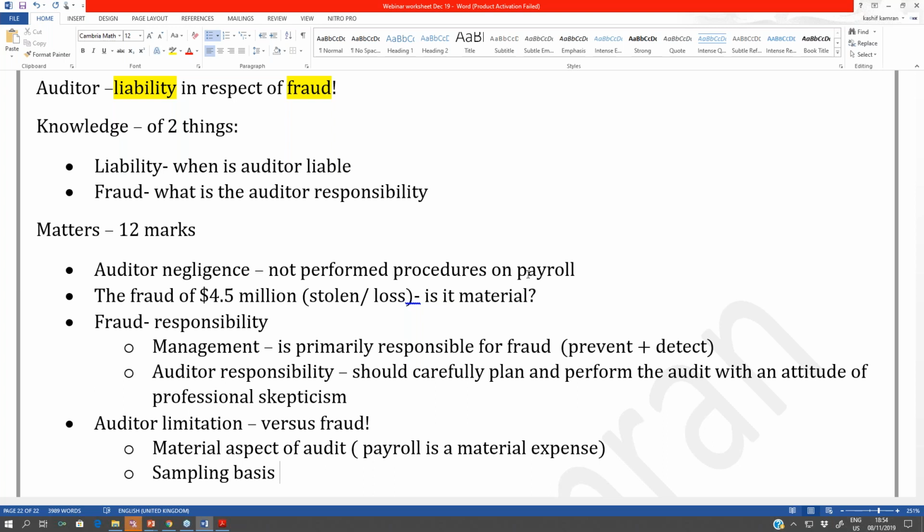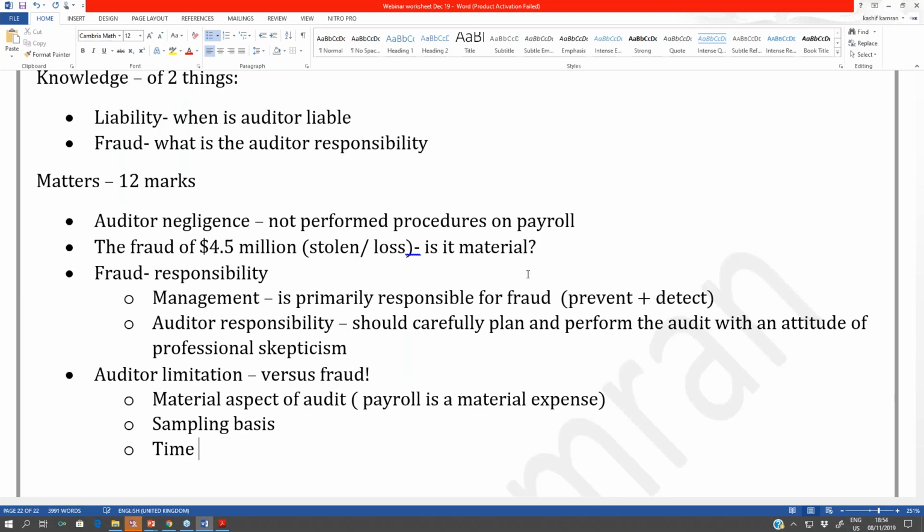Does the auditor test 100% of the population? No, the auditor works on a sample basis. And then there is a limitation, which is the time constraint. Does the auditor work for a whole year? No, he has a stipulated time. So when you're making up a 12 marks answer, you cannot just directly allege against the auditor.